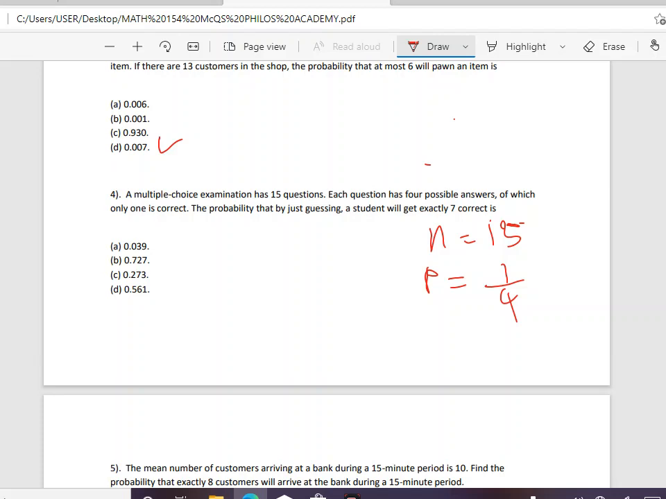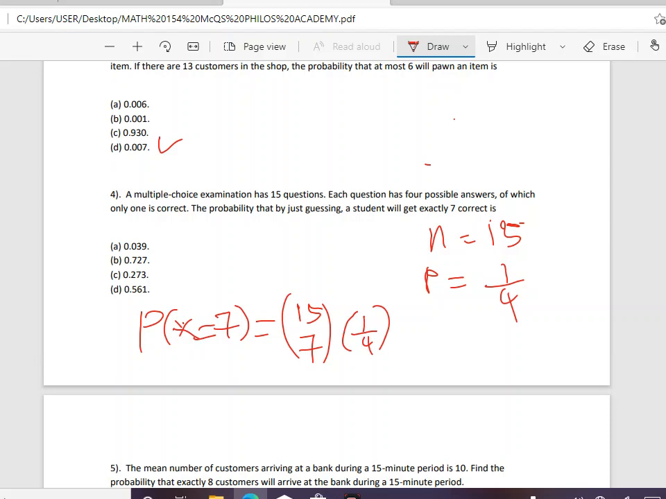Then the question is asking you to find the probability that by just guessing, a student will get exactly 7 correct. So the probability that X is exactly 7 will be equal to, it's also a binomial question, 15 combination 7. If you remember, the formula says n combination x, and our n is 15, our x is 7. Then p exponent x, so our p here is 1 over 4.